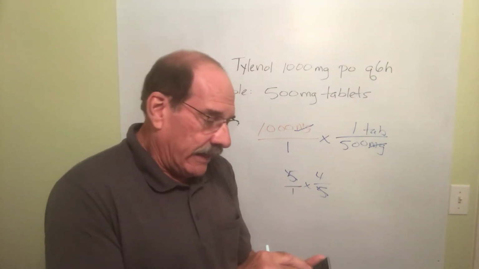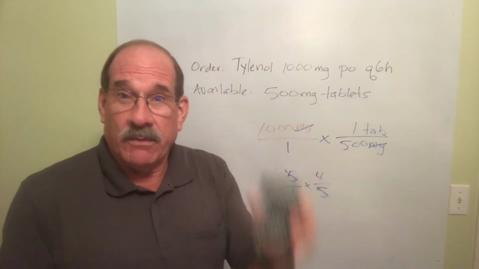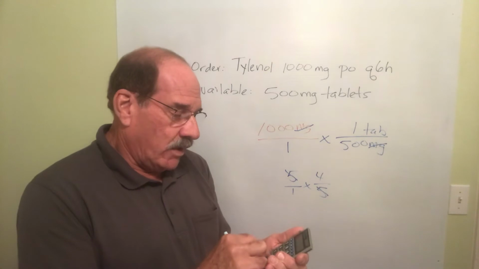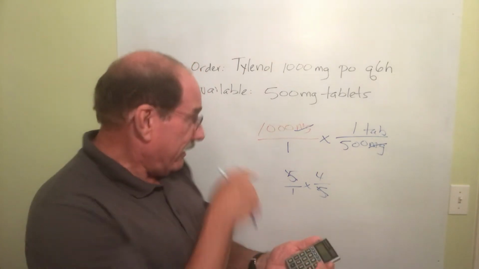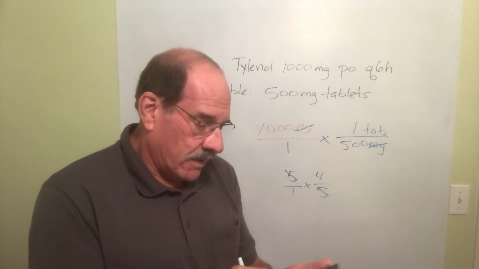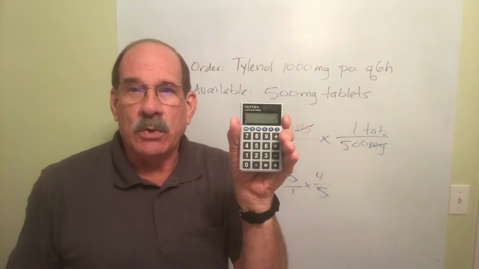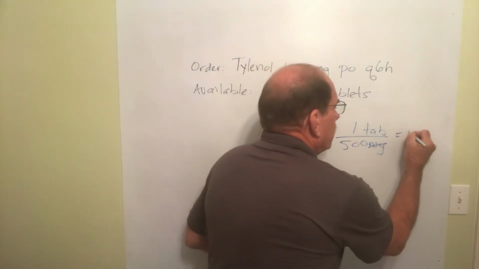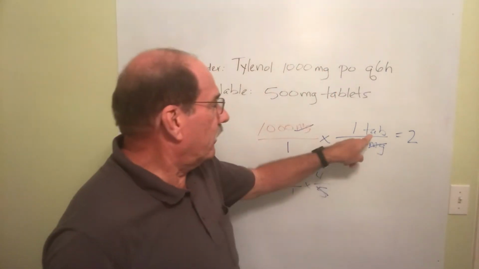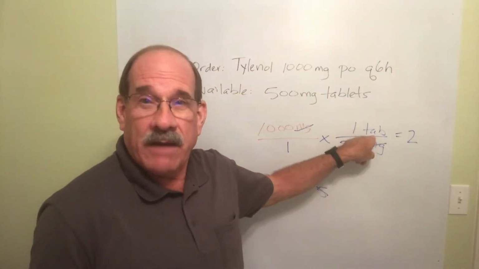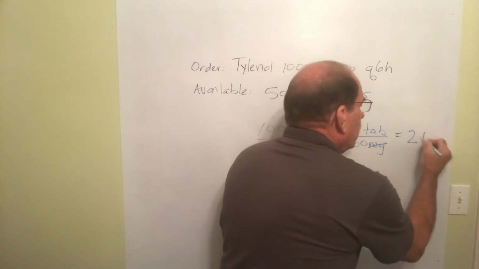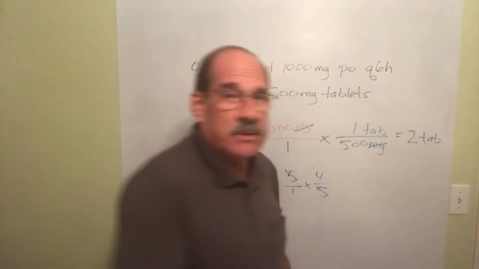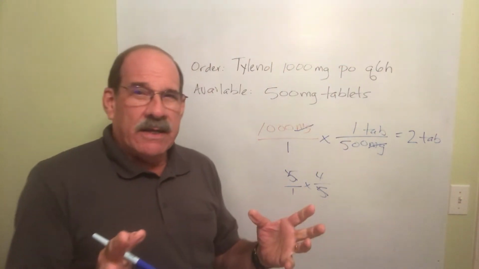You get your little handy dandy calculator you spent $1 for at the dollar store. You take 1,000, you divide by 500 equals 2. The answer is 2 what? Well, whatever word is up there that you have not canceled. I get 2 tablets.